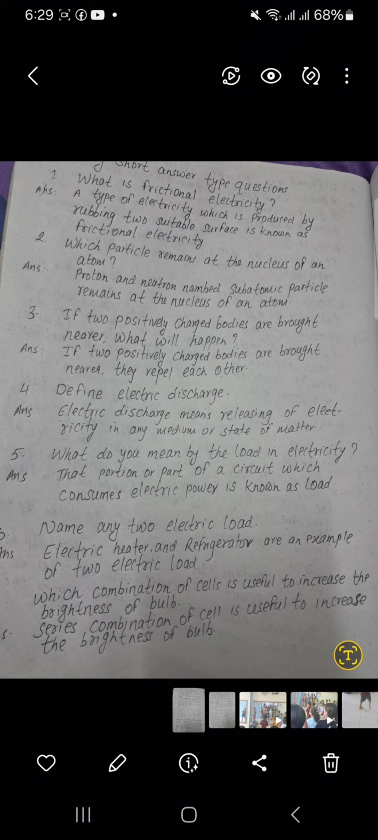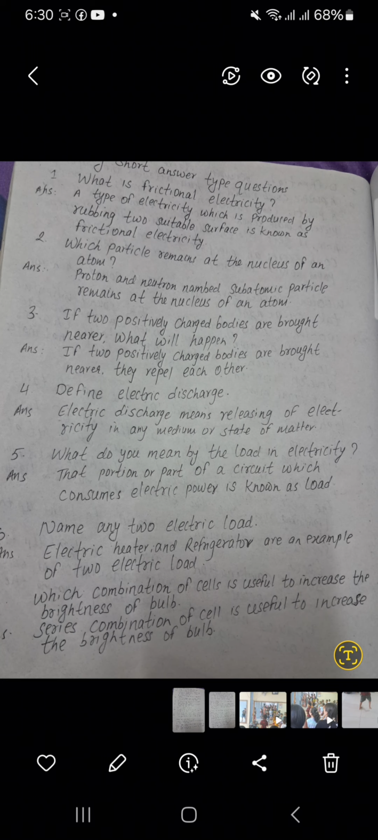Next question is, define electric discharge. Electric discharge means releasing of electricity in any medium or state of matter. Next question is, what do you mean by the load in electricity? That portion or part of a circuit which consumes electric power is known as load. Second last question, name any two electric loads. Electric heater and refrigerator are examples of two electric loads.